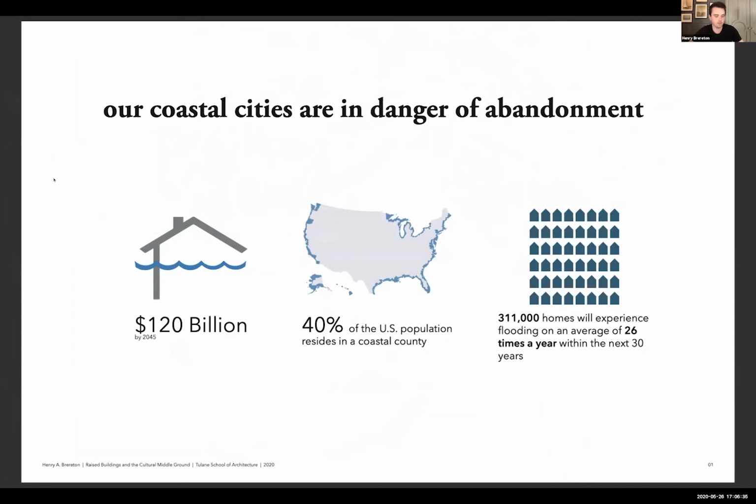Our coastal cities are in danger of abandonment. It is estimated that there will be roughly $120 billion of damages done to coastal homes as a result of flooding by the year 2045. 40% of the U.S. population resides in a coastal county, and 311,000 homes will experience flooding on an average of 26 times a year within the next 30 years.